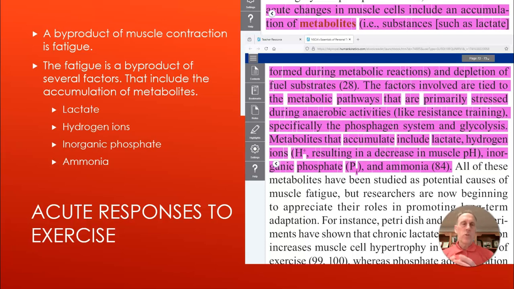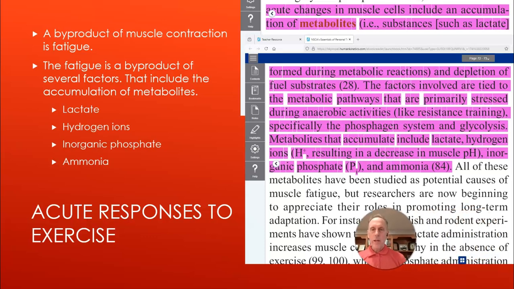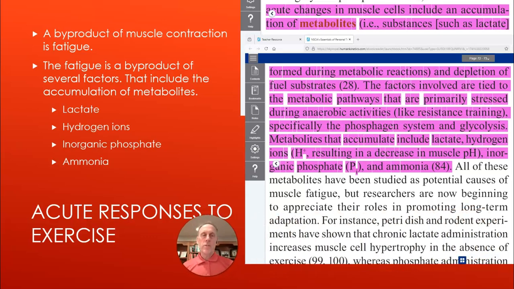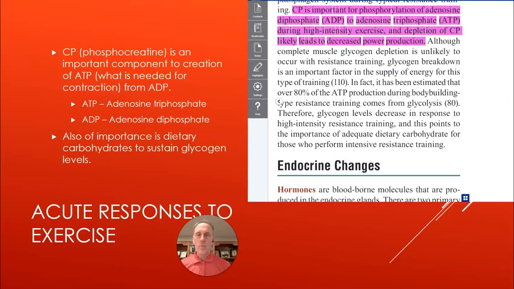So a byproduct of muscle contraction is fatigue. You just can't help it, and it's part of the deal when you work out. It's a byproduct of several factors that include the accumulation of metabolites, and these can be lactate, hydrogen ions, inorganic phosphate, ammonia. And you have this circulatory system in your body that services that process, but you're stressing these metabolic pathways, and there's an adaptation process that happens within those pathways as well to allow the processing of good stuff to come in to allow contraction to happen, but also the process of byproducts to take them away when you're done with the muscle contraction.